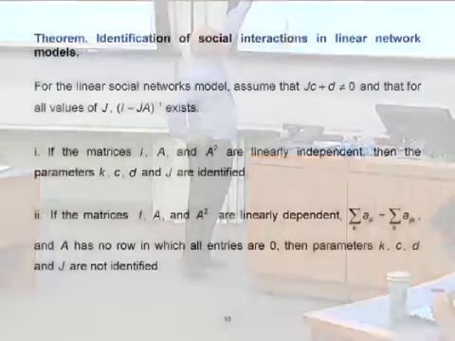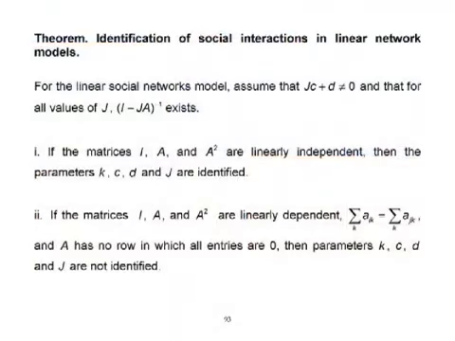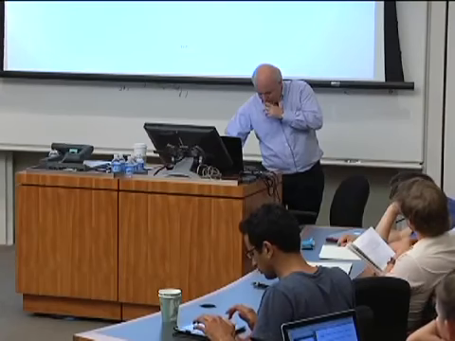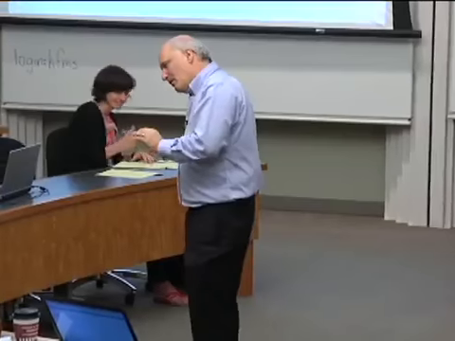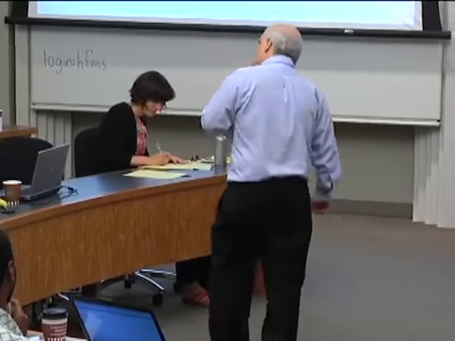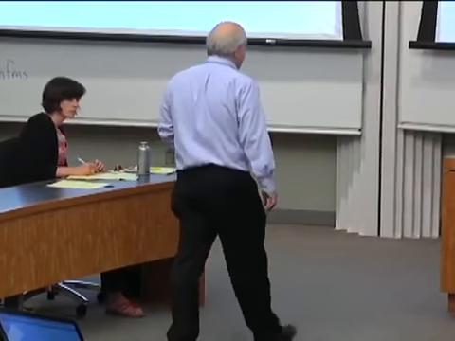So what they're able to show is as long as basically A to the 0, the identity matrix, A, and A squared are linearly independent, identification holds. So that's an easy thing to check. So this is the key thing. What do we know? We know that in one case of the linear means model identification holds. We know one case of the linear means model where it fails. We have a condition now that tells me for an arbitrary social network whether identification holds or not.